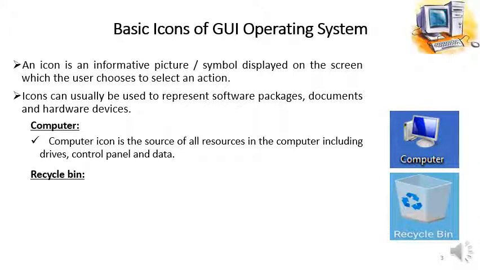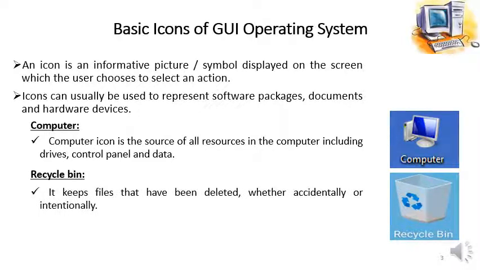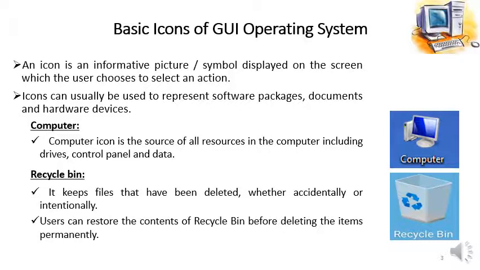Second icon, that is recycle bin. It keeps files that have been deleted, whether accidentally or intentionally. Users can restore the contents of recycle bin before deleting the items permanently. So whenever we delete any file, that is going to be stored inside the recycle bin, and from recycle bin we can again restore those files in our computer and make them functional, or we can delete it permanently from the recycle bin.